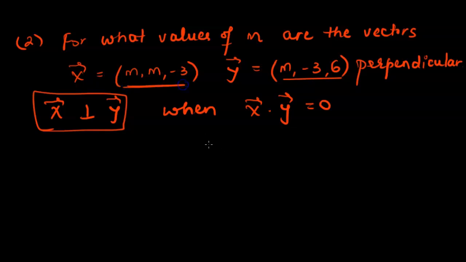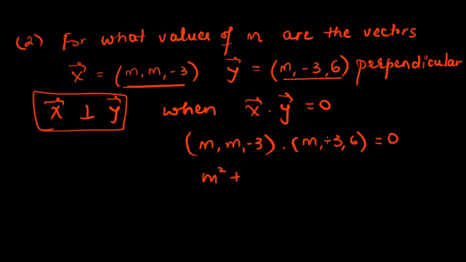We know x vector is (m, -3), dot product with y vector, which is (m, -3, 6), equal to 0. Now for finding the dot product, we just multiply the respective coordinates. So m times m is m square, plus m times negative 3 is negative 3m, and negative 3 times 6 is negative 18, which is equal to 0. So we get m square minus 3m minus 18 equal to 0.